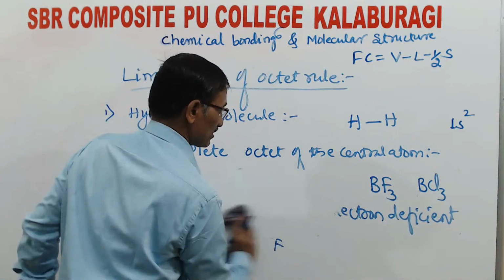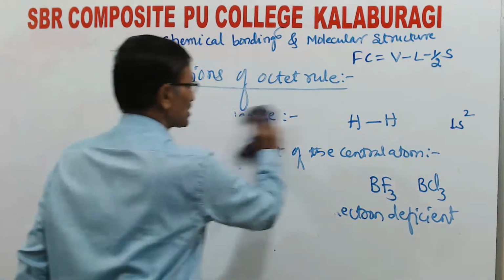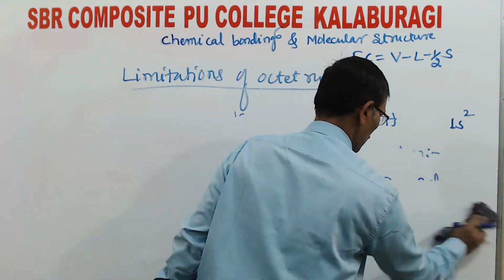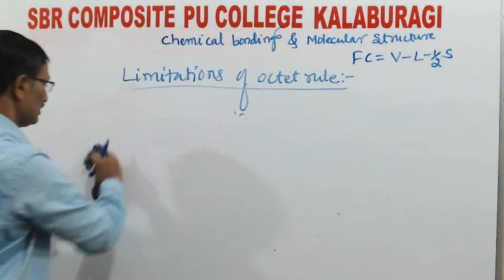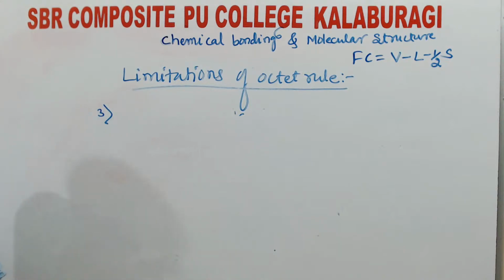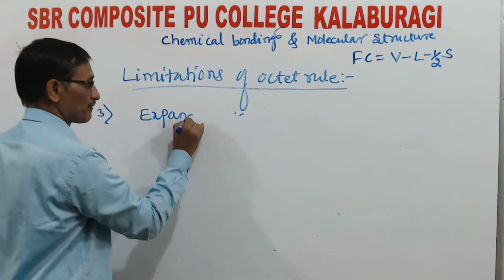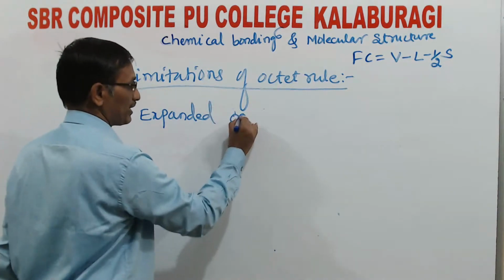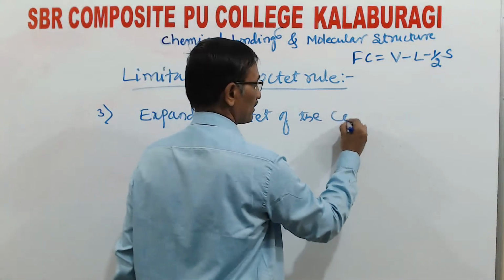Next, one more. So the third limitation we can see is the extended, or expanded, octet of the central atom.